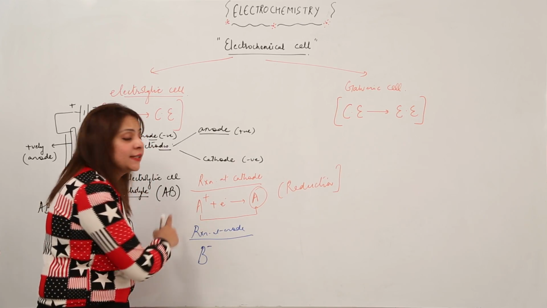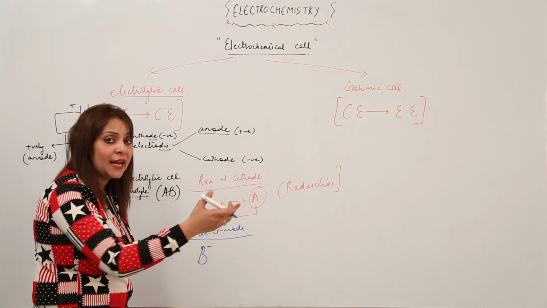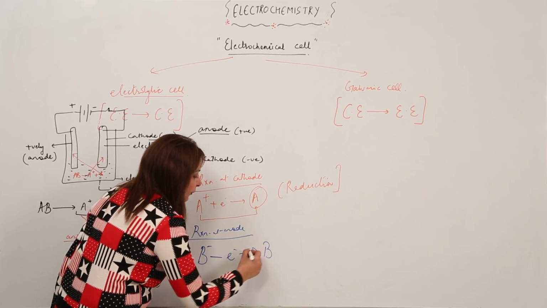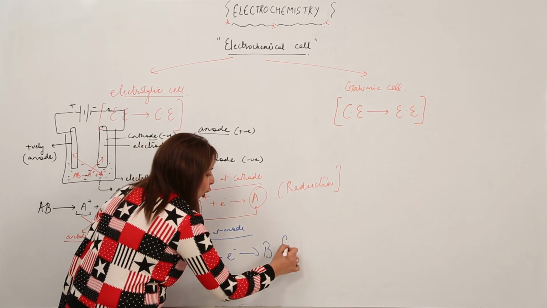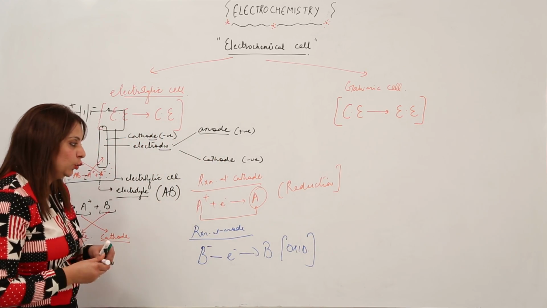So what will it do at the anode? It will just, you can say, give back the electron which it has already accepted. That means one electron, and this leads to the formation of B. So that means the oxidation, loss of electron, that is the oxidation, occurs at the anode, right.